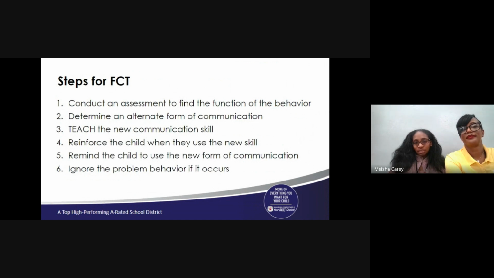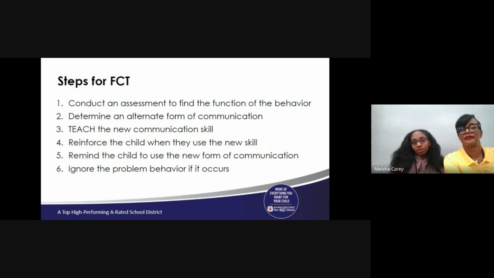So, what are the steps for functional communication training? There are 6 steps listed here. The first one is you're going to do an assessment to find out the function of the behavior. Why is the behavior occurring? Is it for attention? Is it for a tangible? Are they trying to escape? Then you determine an alternate form of communication. You're going to teach this new communication skill. You're going to reinforce the child when they use the new skill. And then you're going to remind the child to use the new form of communication and ignore the problem behavior.